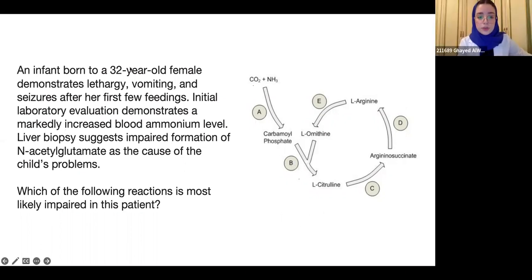An infant born to a 32-year-old female demonstrates lethargy, vomiting, and seizures after her first few feedings. So by this, we know that it's obviously a urea cycle deficiency. Initial laboratory evaluation demonstrates a markedly increased blood ammonium level. So we have high levels of ammonium because the body can't get rid of it. And then liver biopsy suggests impaired formation of N-acetylglutamate. Okay, so if we can't make N-acetylglutamate, then there's a specific reaction in the urea cycle that won't work. N-acetylglutamate is the obligate activator of which enzyme?